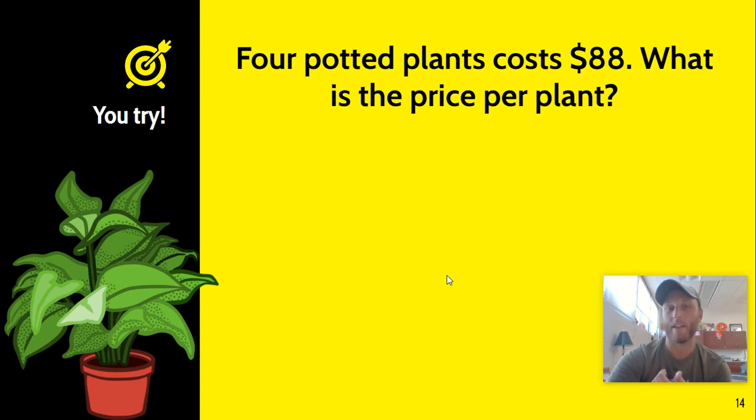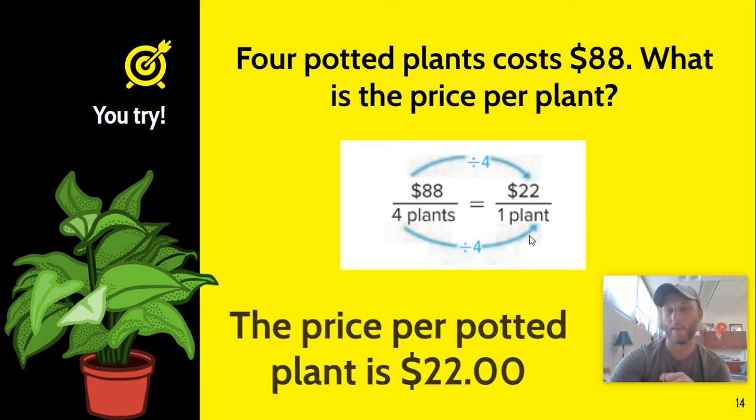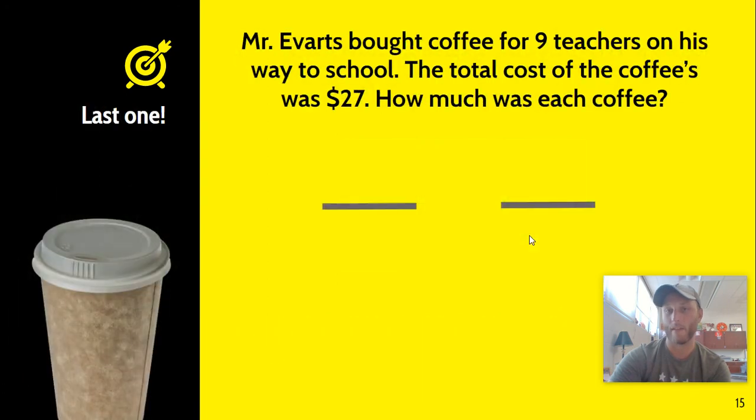Okay, now let's try this on your own. I'll get it set up for you, and then I want you to finish it. 4 potted plants cost $88. What is the price per plant? If you set this up correctly, you should have had $88 over 4 plants. And you should know that 4 goes into 88 twenty-two times. So that would break us down to $22 over one plant. That means every potted plant that we purchase costs $22. The price per potted plant is $22.